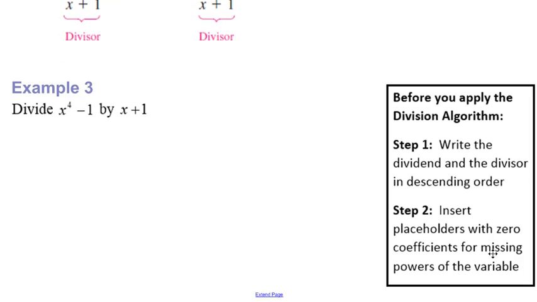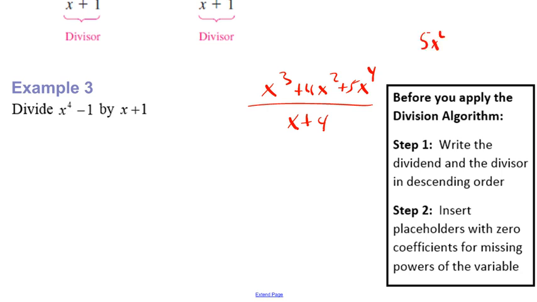Notice the stuff that I wrote over here on the right-hand side. Before you do the division algorithm, which is just what we've been doing, I just gave it a nice fancy name, you need to write the dividend and the divisor in descending order. Meaning, if you were given a problem, something like x to the power 3 plus 4x squared plus 5x to the power of 4, and you divide that by x plus 4, what you would want to do first is write it like this: 5x to the power 4 plus x cubed plus 4x squared, and then divide that by x plus 4. So you write these in descending order, from the highest exponent to the lowest exponent. And then also at times you're going to need to insert a placeholder.